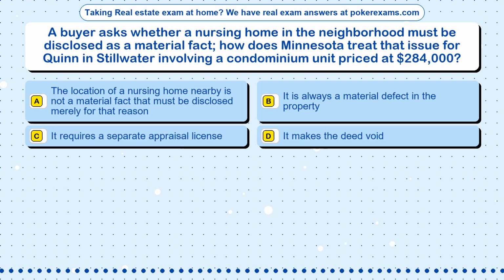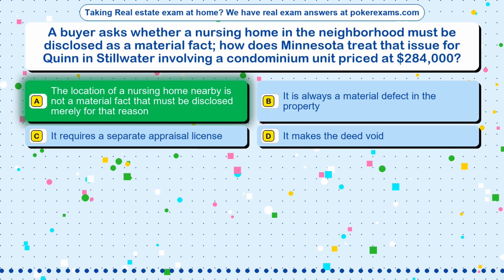Question 5. A buyer asks whether a nursing home in the neighborhood must be disclosed as a material fact. How does Minnesota treat the issue for Quinn in Stillwater involving a condominium unit priced at $284,000? Option A. The location of a nursing home nearby is not a material fact that must be disclosed merely for that reason. Option B. It is always a material defect in the property. Option C. It requires a separate appraisal license. Option D. It makes the deed void.